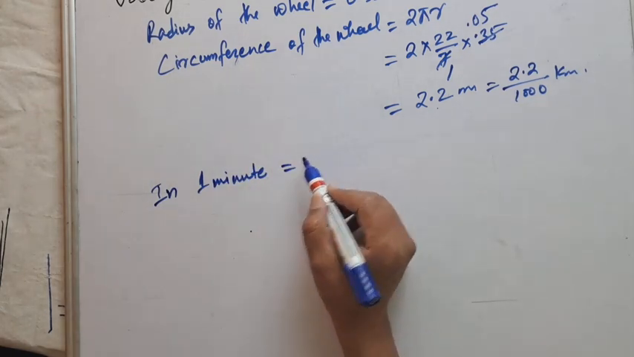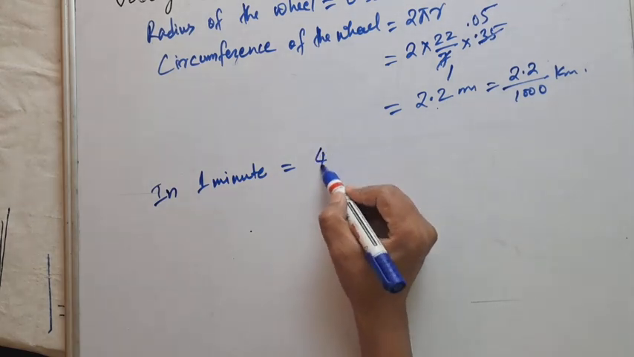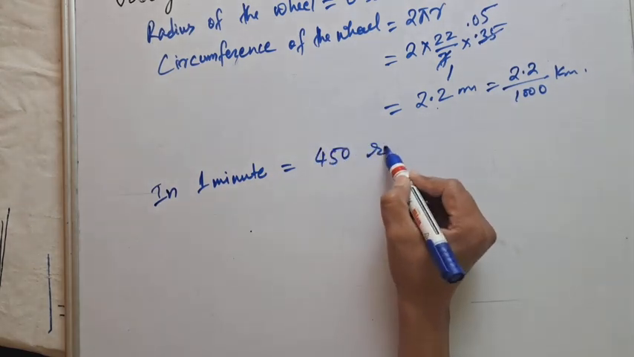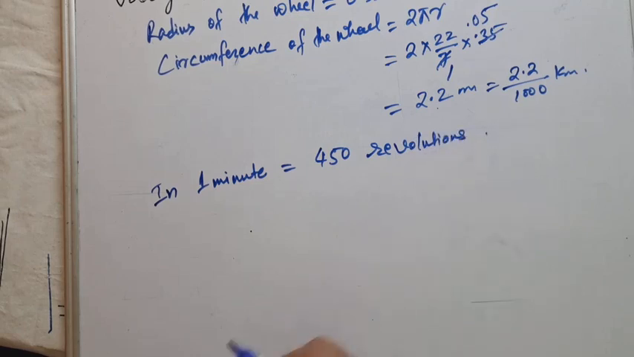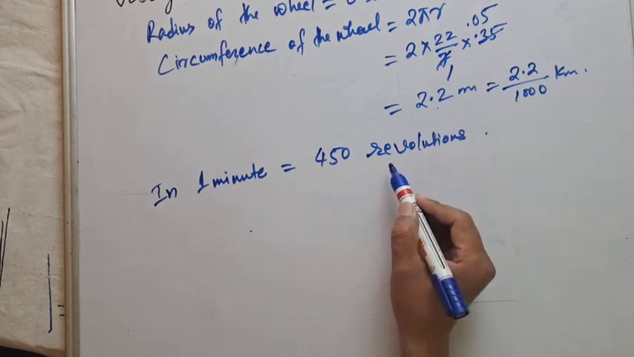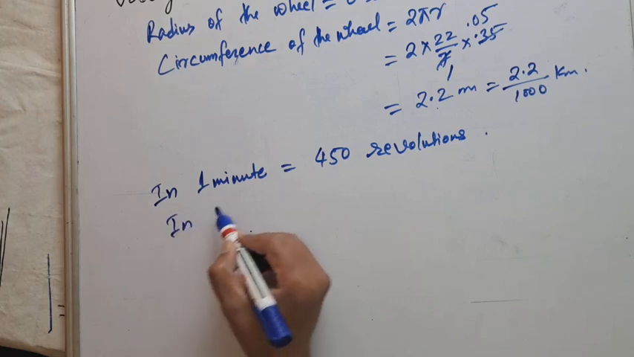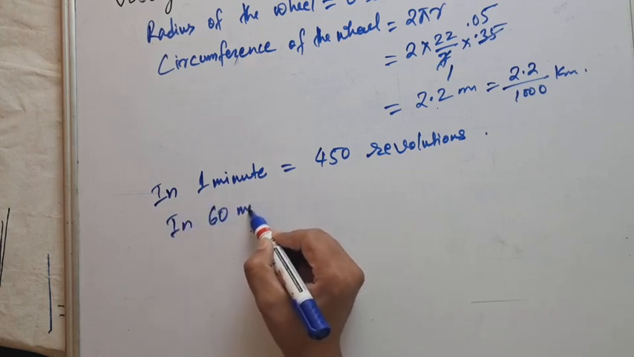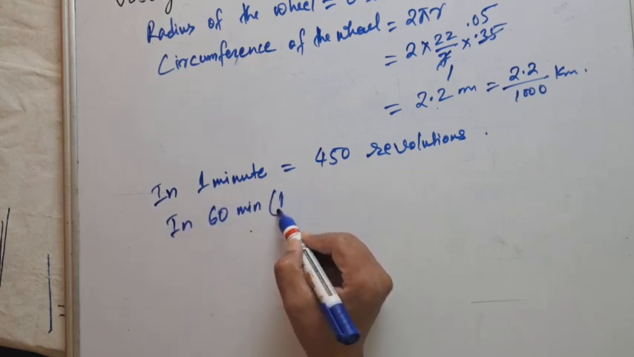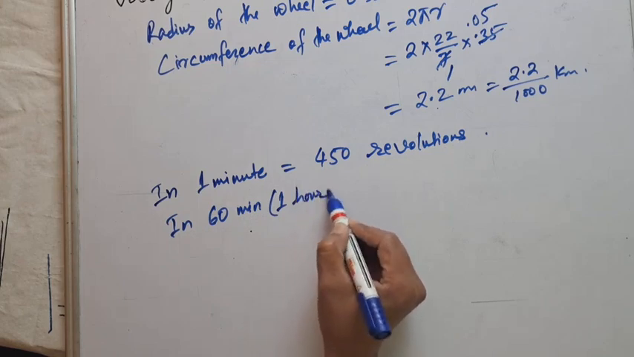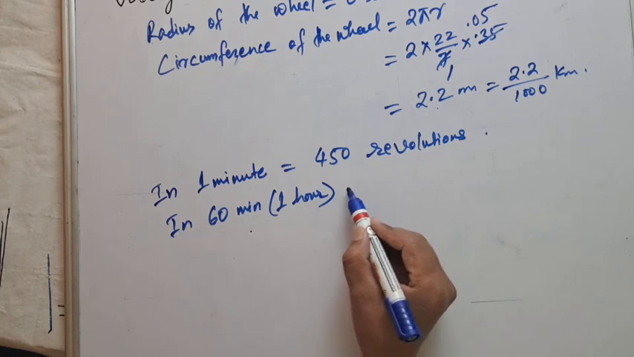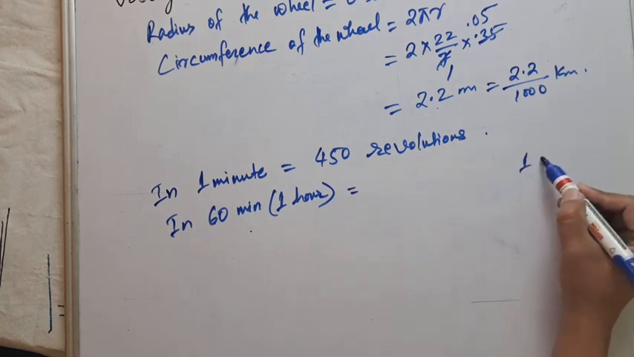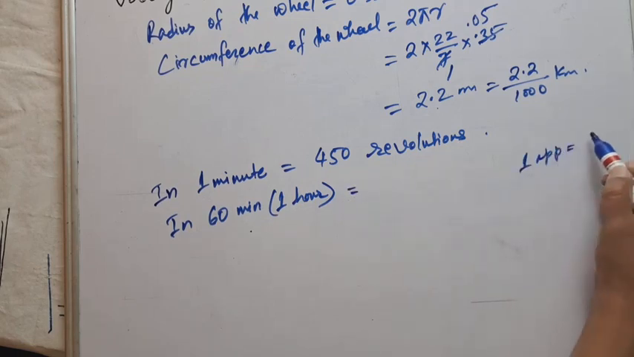Let me write it in a shorter way. In 1 minute, 50 revolutions. In 1 minute for 50 revolutions means in 60 minutes, that is 1 hour, isn't it? In 1 minute for 50 revolutions. So in 60 minutes, 1 apple costs rupees 2.